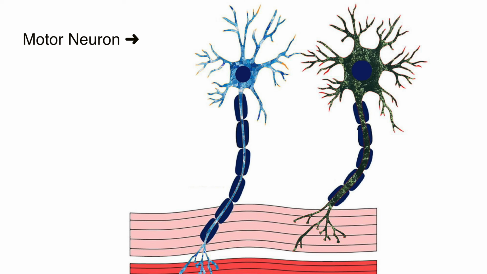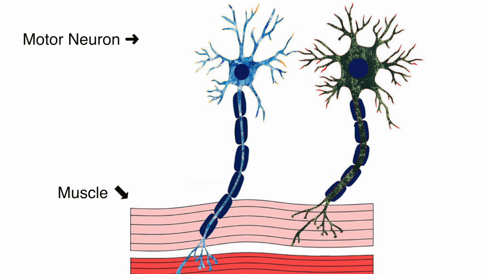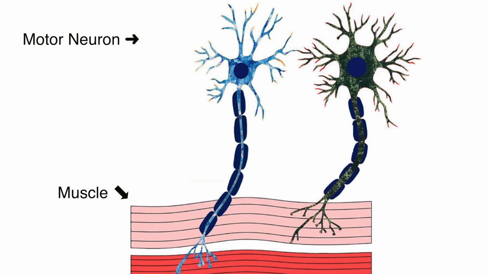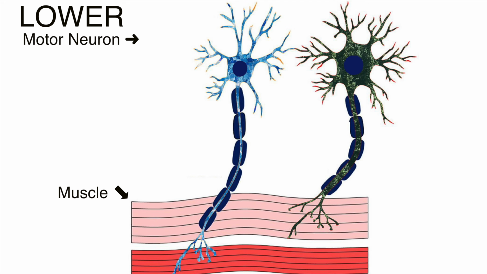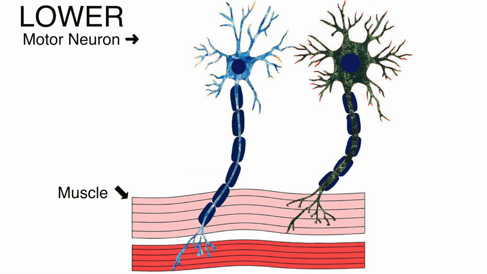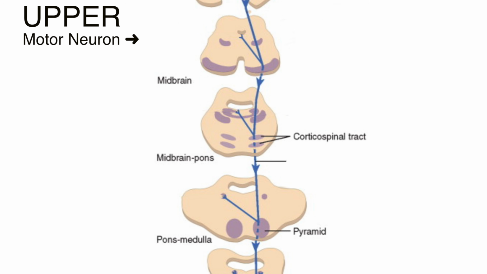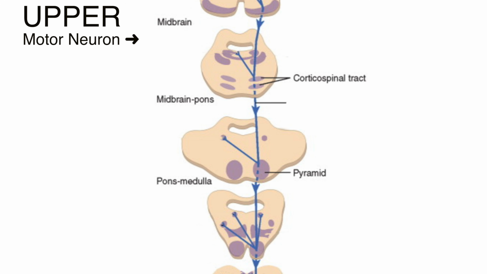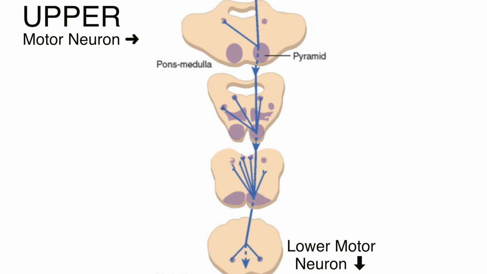A motor neuron is a particular nerve cell that enables you to control your muscles. And there are 2 types of these motor neurons. The lower motor neuron relays the signal from the upper motor neuron to the muscle, allowing you to control your muscles. The upper motor neuron sends signals from your brain down the spinal cord to control the lower motor neuron.